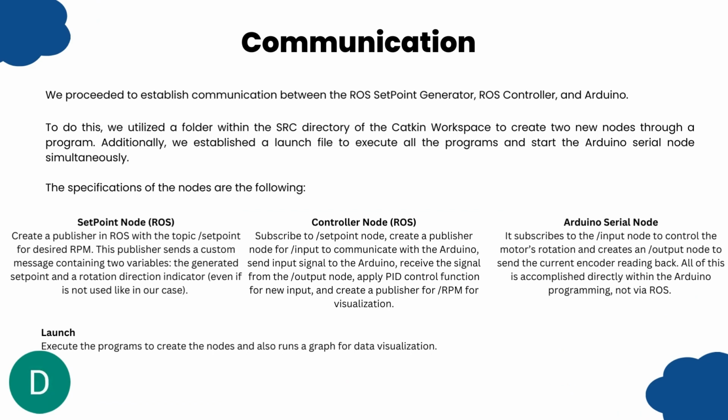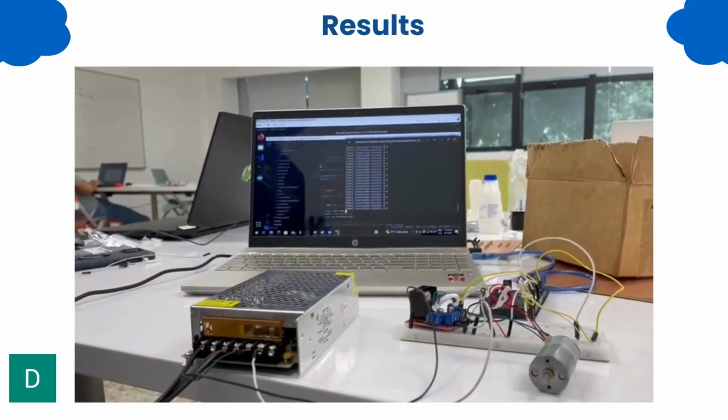So now I'm going to talk about the communication in our system. We use three nodes: the setpoint node, the controller node, and the Arduino serial node. We also use a launch file, and we create a folder for custom messages for the setpoint node. The controller node receives the setpoint, does the PID control, and sends the signal to the Arduino serial node. And the Arduino serial node receives the input, uses it to control the motor rotations, and sends back the output to the controller node.